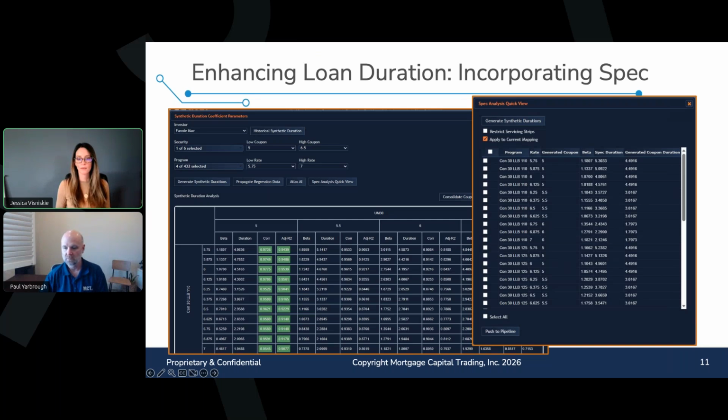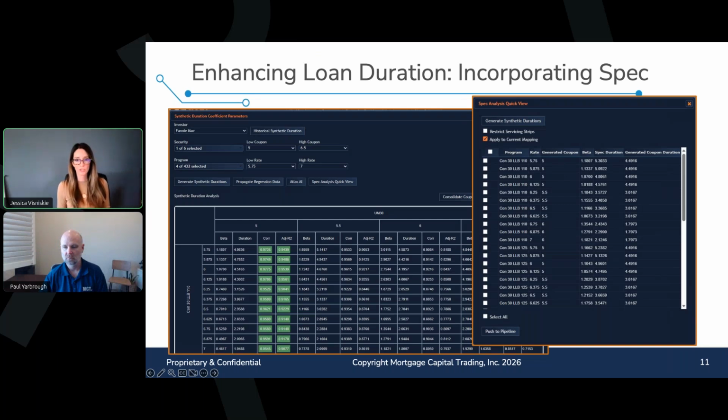This gives you the ability to run the analysis multiple times. You'll see a couple options at the top there where you can restrict servicing strips, make sure the analysis is providing a spec duration based on the right underlying TBA, or you can, in my case, what I did here was just apply my current mapping. So this is taking the current note rate coupon mapping in the platform, and aligning it here so that I am pushing through a calculated spec duration that's based on the TBA that I'm actually hedging with in the model.